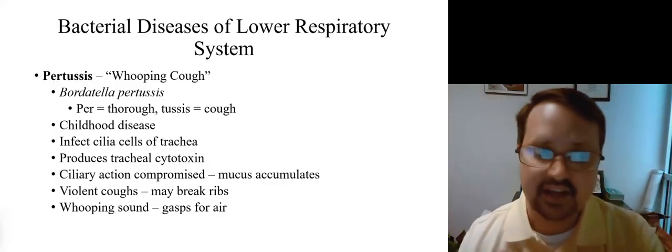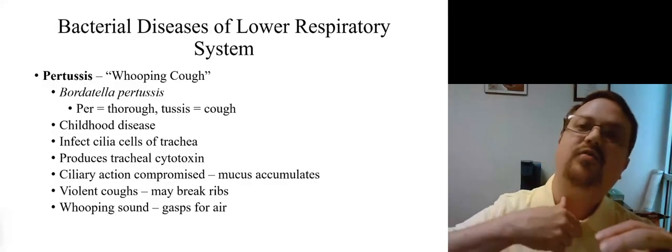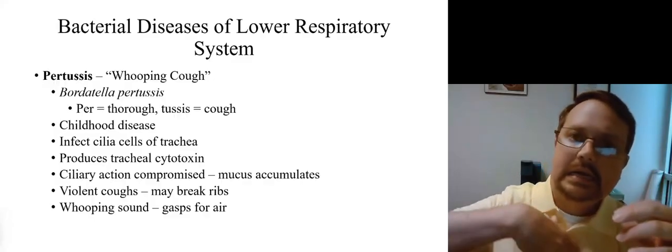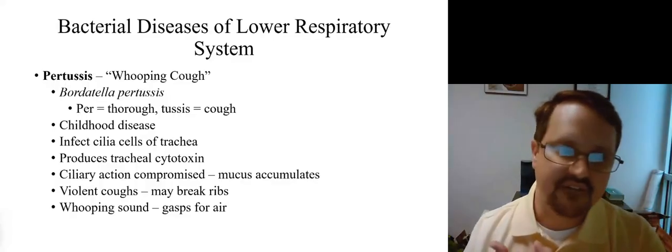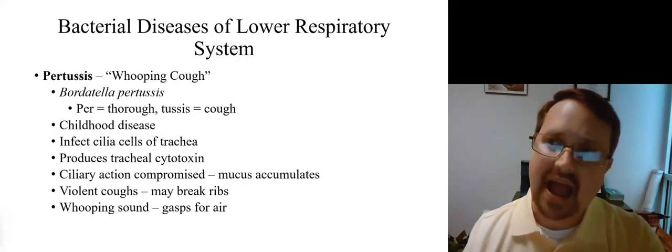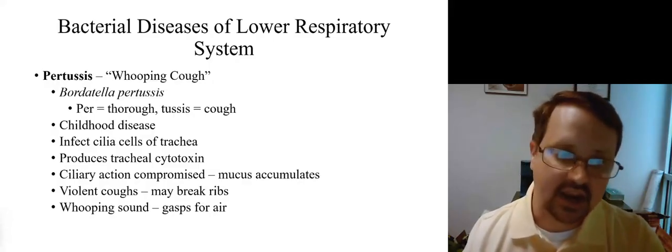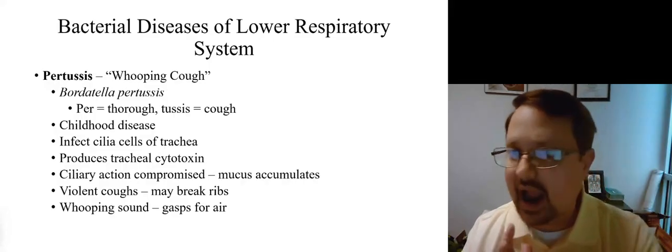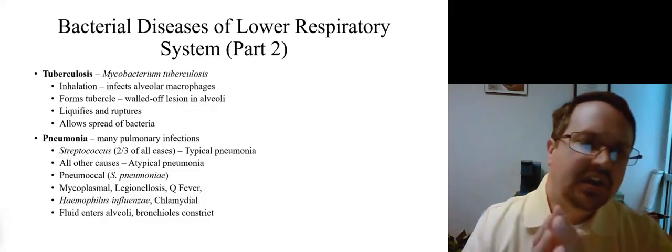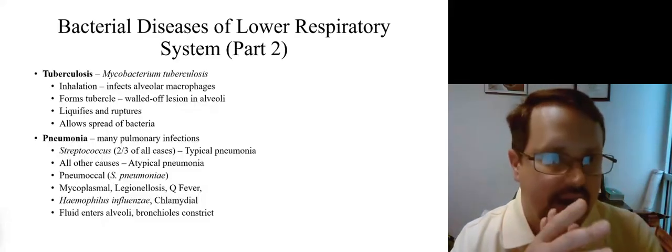Basically the mucus accumulates because of the cilia. You remember the pseudostratified ciliated columnar epithelium of the airway, which moves mucus up. You get violent coughs to the point of whooping, so bad you can have ribs break, and you get the whooping sounds as you gasp for air. So, pretty bad. All right, let's talk about tuberculosis and pneumonia.